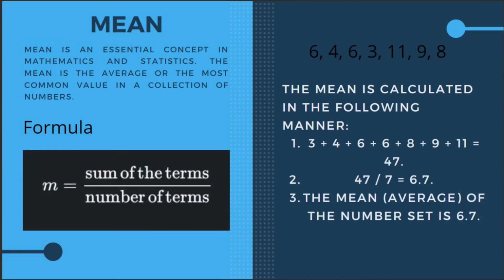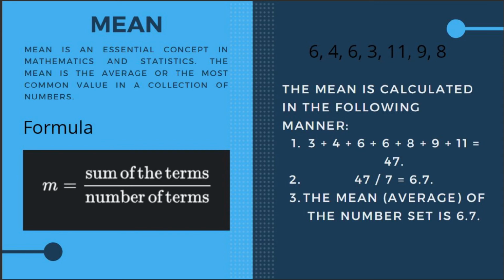Now let's proceed to the factors on how to measure the central tendency. First is the mean. Mean is an essential concept in mathematics and statistics. The mean is the average or the most common value in a collection of numbers. Here is the formula stated below, where m is equals to sum of the terms divided by the number of terms. Here is a simple example on how to get the mean.